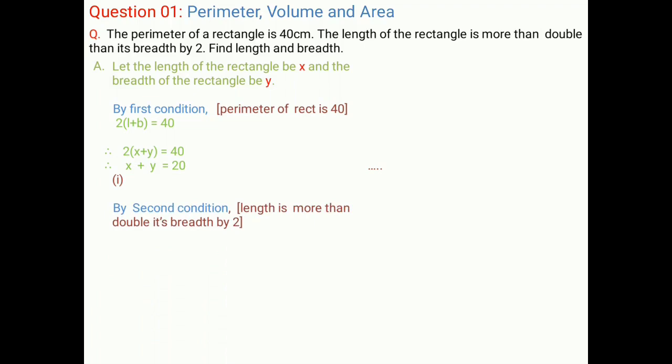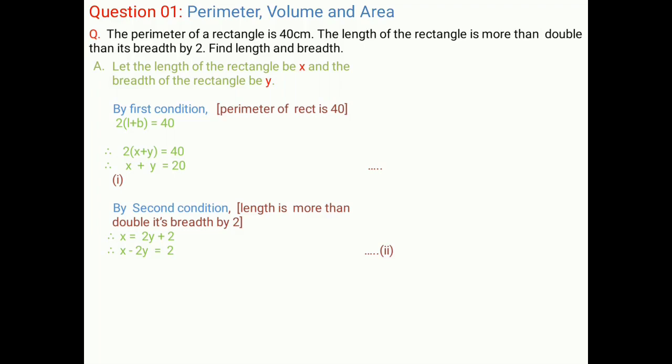By the second condition, which is length is more than double its breadth by 2, I get x is equal to 2y plus 2. Here, please notice that my x is length, which is 2 times the breadth plus 2, meaning it is more than 2 times the breadth by 2, which gives me x minus 2y is equal to 2. This is my equation number 2.